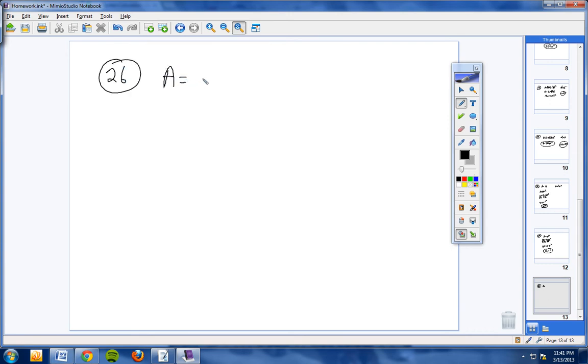Okay, A equals pi r squared. Again, they want us to find the radius, and they tell us the area is 154. So the area is 154. For pi, I'm going to substitute 3.14 and then r squared. So we're going to divide both sides by 3.14. Those cancel out. We're going to divide 154 by 3.14.